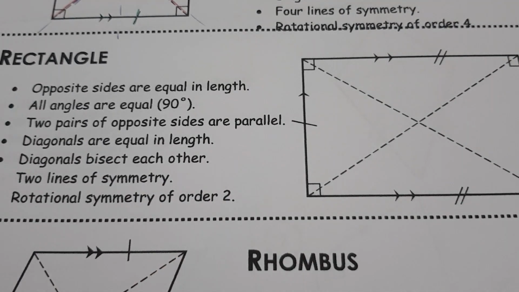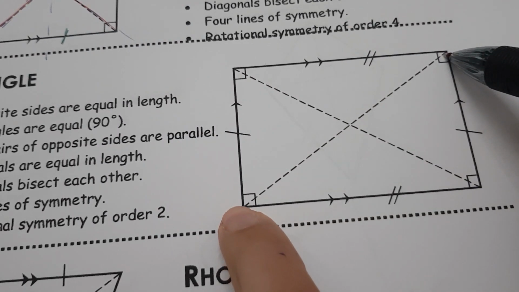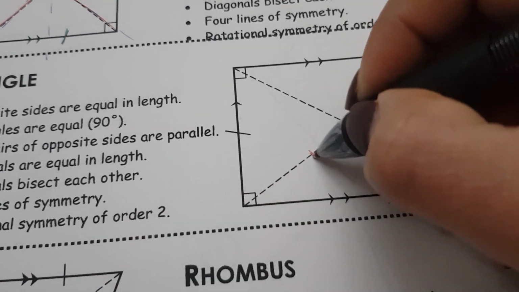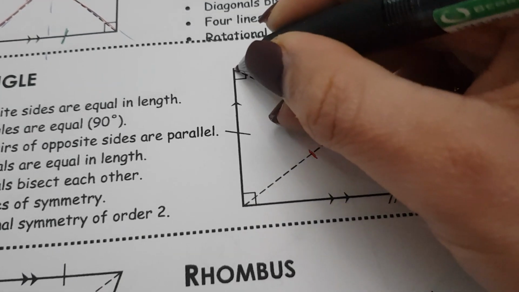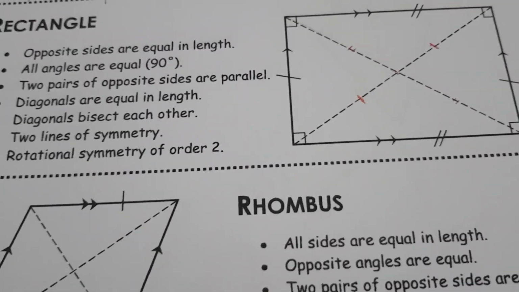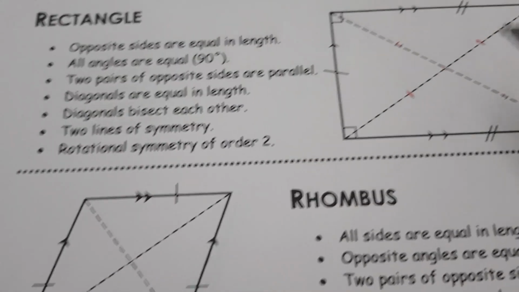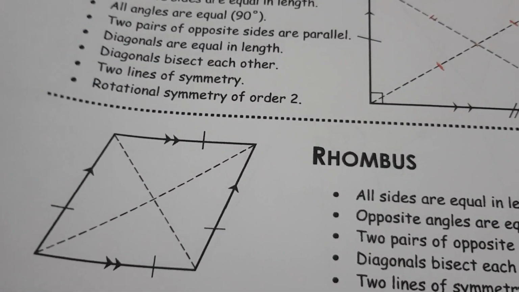What does it mean, bisect? Bisect means divide exactly by 2. Okay, so if, for example, this is 10 centimeters, this would be exactly 5, and this would be exactly 5. So this part over here is exactly equal to this part over here, and this part is exactly equal to this part, okay? 2 lines of symmetry, you know where they are, 1 and 2, and rotational symmetry of order 2.